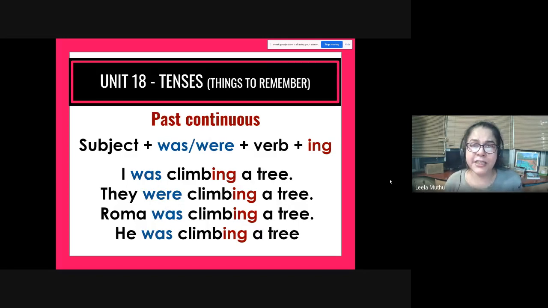Now, past continuous is the subject plus was or were, which is the past tense of the be verb, plus the verb plus ing. So I was climbing a tree. You were climbing a tree. He, she, or it was climbing a tree. We were climbing a tree. You all were climbing a tree. And they were climbing a tree. Okay, children?